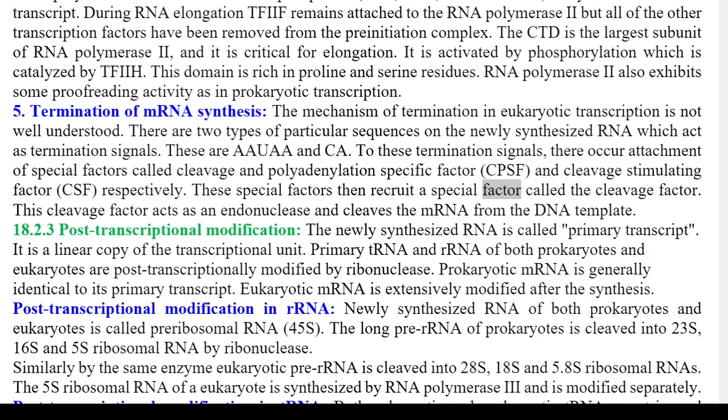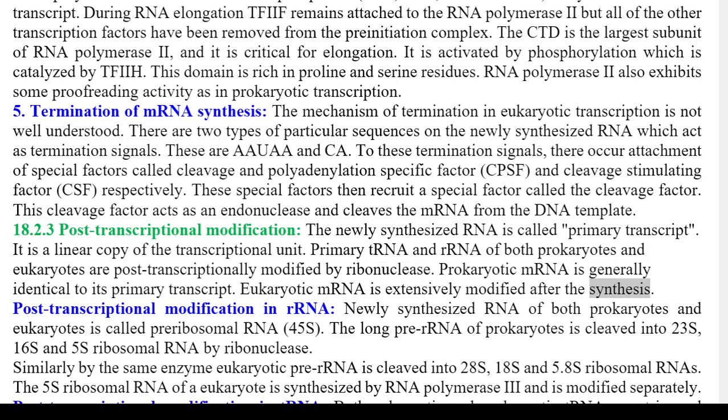18.2.3 Post-transcriptional modification. The newly synthesized RNA is called primary transcript. It is a linear copy of the transcriptional unit. Primary tRNA and rRNA of both prokaryotes and eukaryotes are post-transcriptionally modified by ribonuclease. Prokaryotic mRNA is generally identical to its primary transcript. Eukaryotic mRNA is extensively modified after the synthesis.